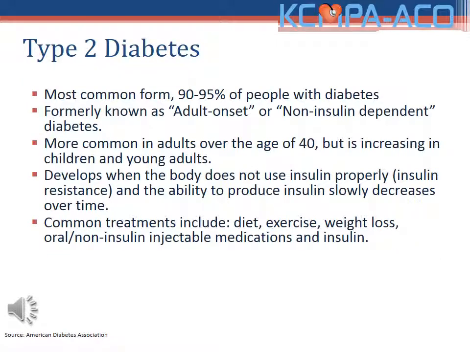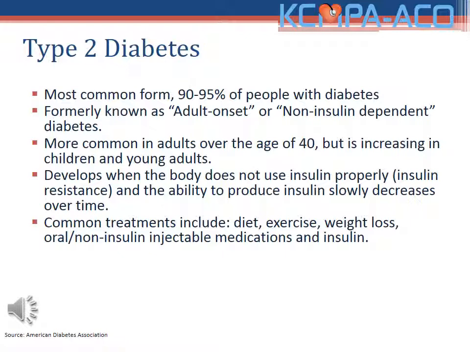Type 2 diabetes is the most common form of diabetes. About 90 to 95% of people with diabetes have type 2. It was formerly called adult onset diabetes because it is more common in adults over the age of 40. However, in recent years it's been increasing in children and young adults. Type 2 diabetes develops when the body cannot use insulin properly. This problem is often referred to as insulin resistance.